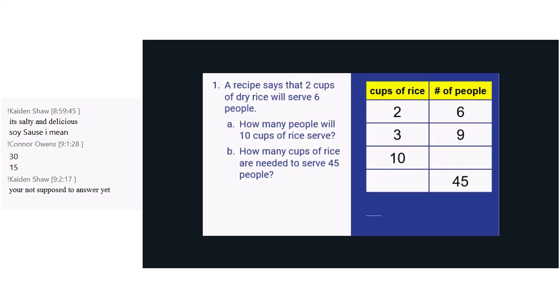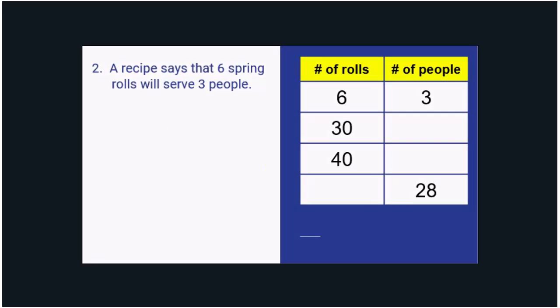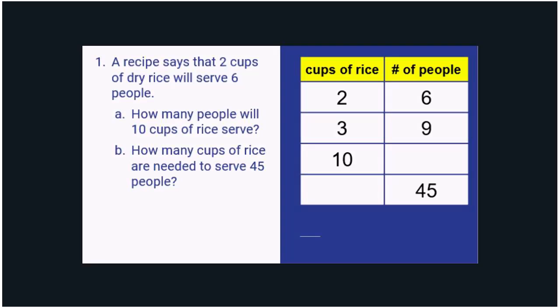So it says that a recipe says that 2 cups of dry rice will serve 6 people. So we see 2 cups and 6 people on the table. Then it also shows that 3 cups are going to serve 9 people. So if we were to figure out how many people 10 cups of rice will serve, we say 30. Let me see if I have this on here already. No, I don't. Okay, so that's 30 people.